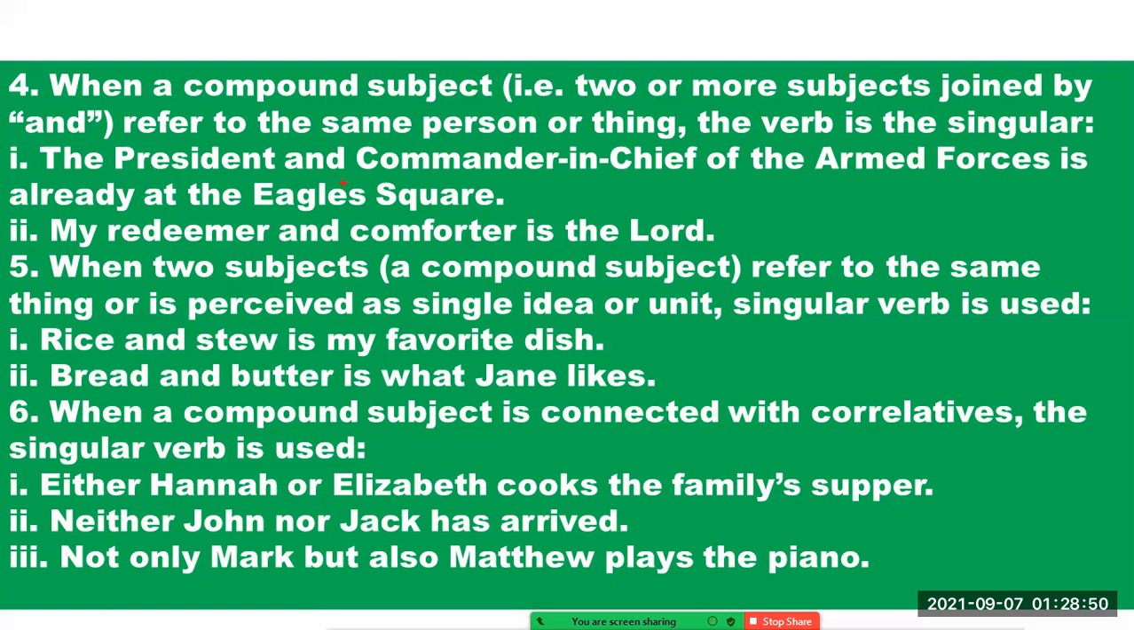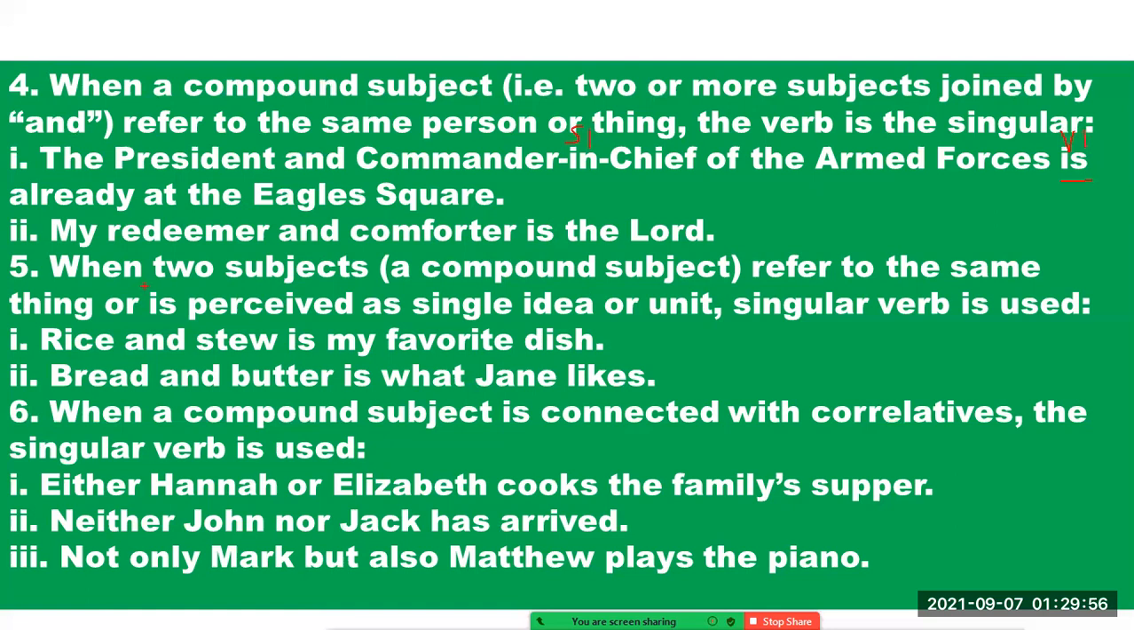All right? You look at the construction. On the surface, it appears to be a compound subject, but logically, it is just a singular subject because both attributes or both titles belong to the same person, all right? So it takes a singular verb. So the president and commander-in-chief of the armed forces is a singular subject because it refers to the same person. And so it takes a singular verb. So whenever we find a singular subject, then we know that what follows is a singular verb, all right? That's why I said that once you understand that first rule, you will use it as a criterion to figure out other rules and how they apply, all right?